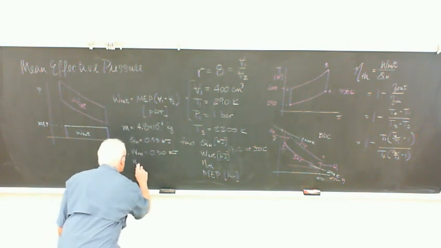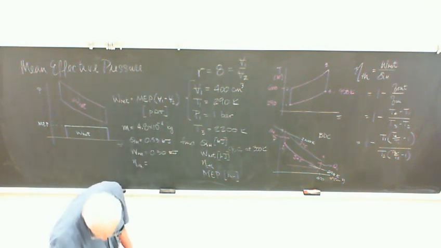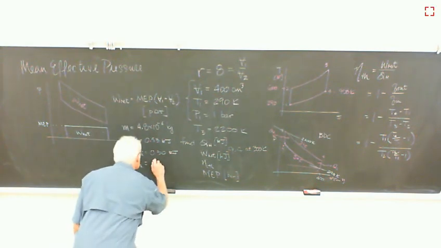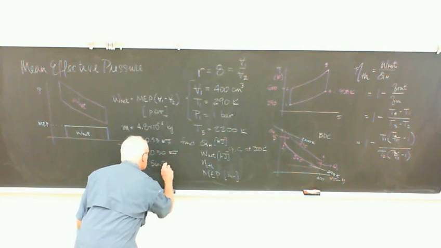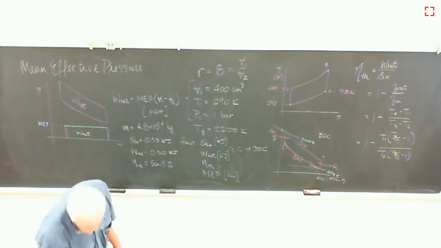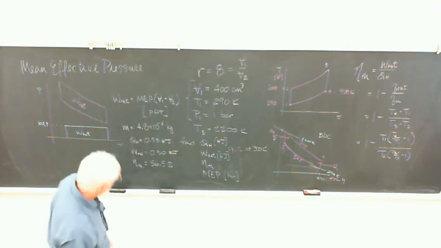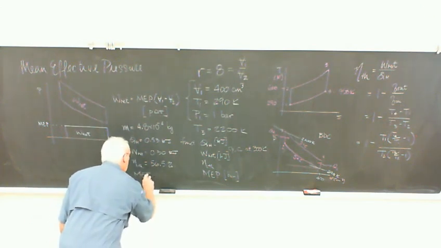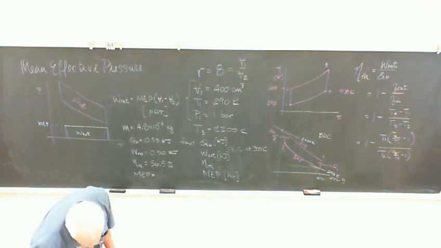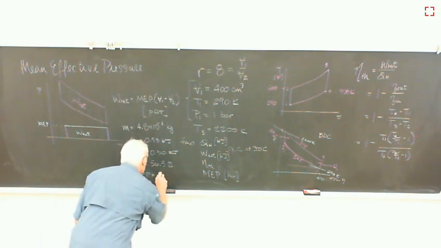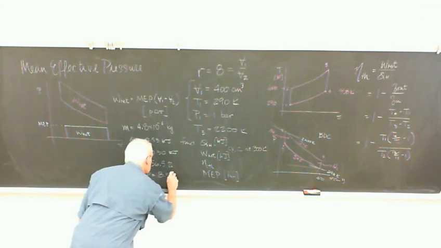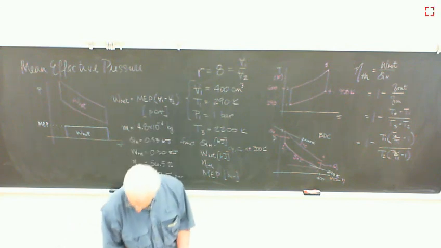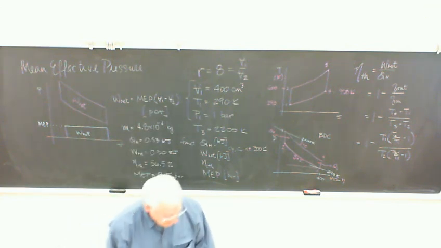Efficiency, which you can get from the work and the heat input, is 56.5%. Pretty typical thermal efficiency for a car engine. And the mean effective pressure you should get is 8.5 bar. Remember, a bar is 10 to the 5th pascals, 100 kilopascals. Yeah, it's an older one, obviously.